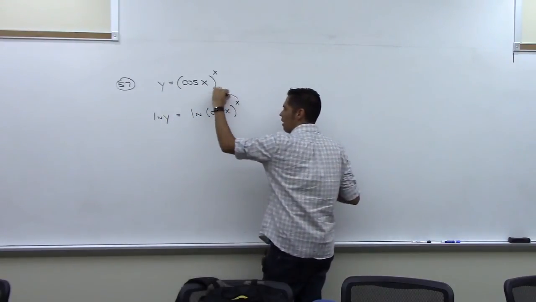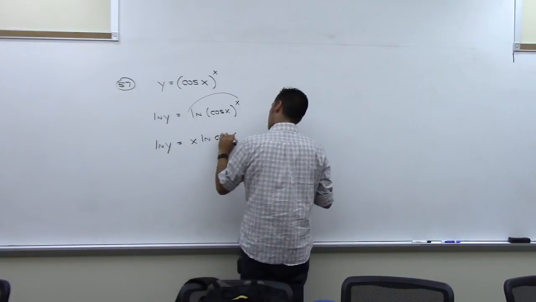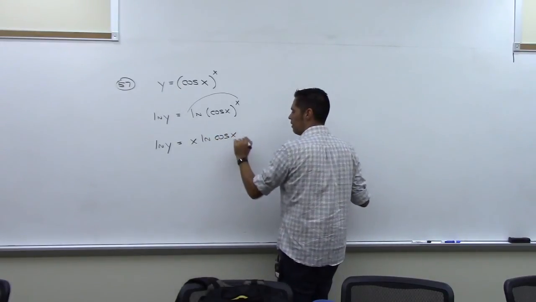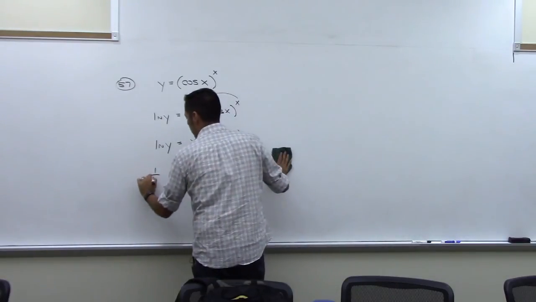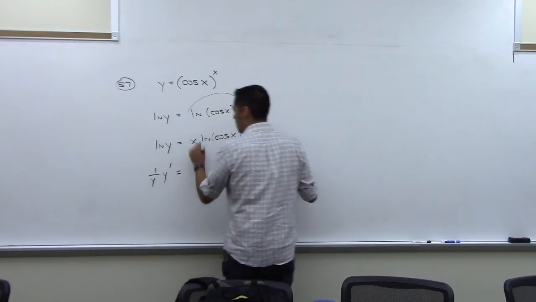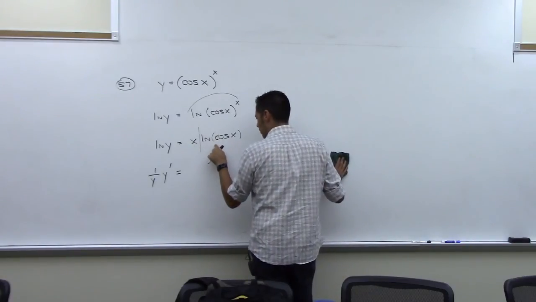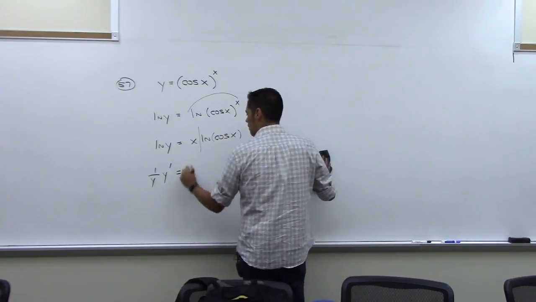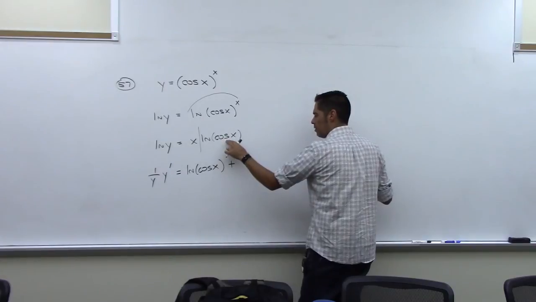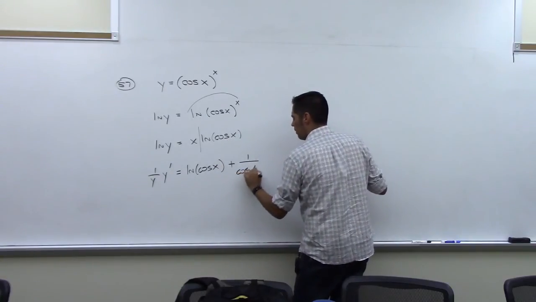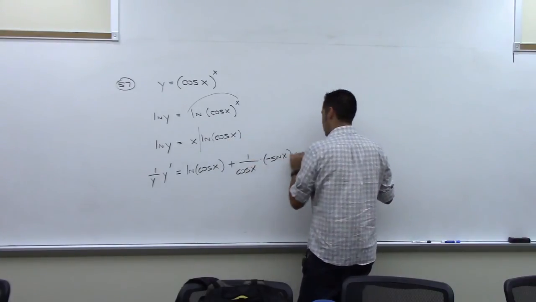Then I use the property that I can drop this power out. Don't need the parentheses anymore here. And now at this point we take the derivative. On the left side we get 1 over y times y prime. On this side we have a product rule. So the derivative of the first one times the second one plus the derivative of the second one times the first one. So derivative of the first one is 1 times the second one plus the derivative of natural log of cosine x is 1 over cosine x times negative sine x, which is the derivative of what's in here, times the first function, x.